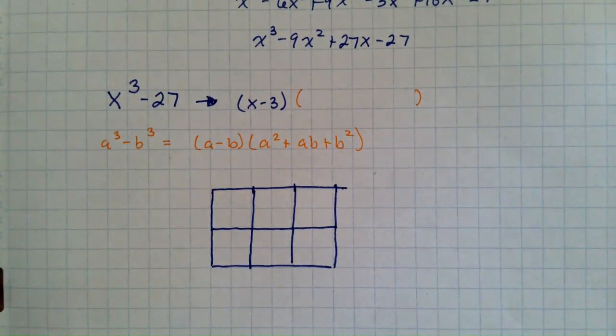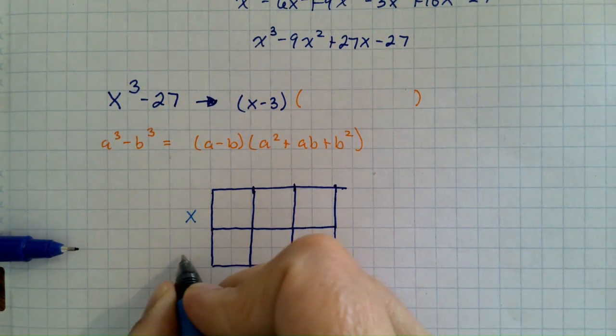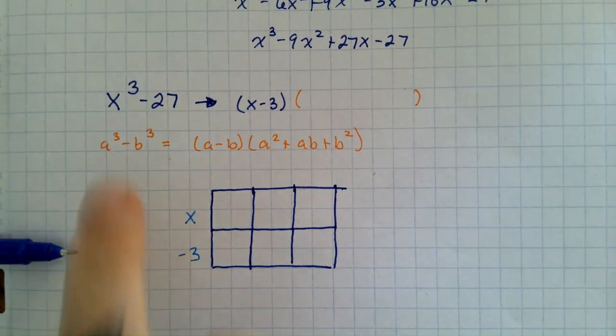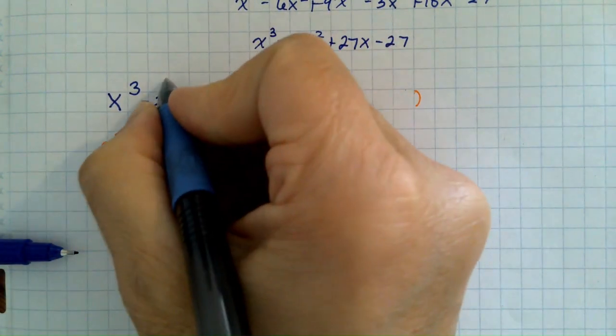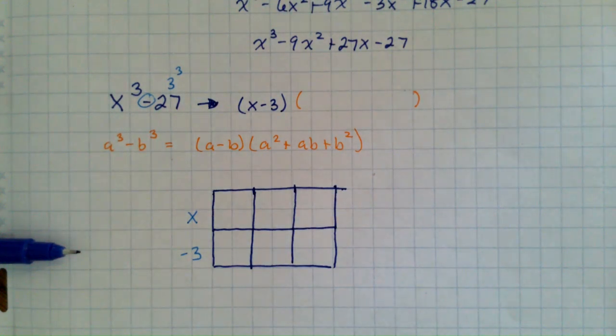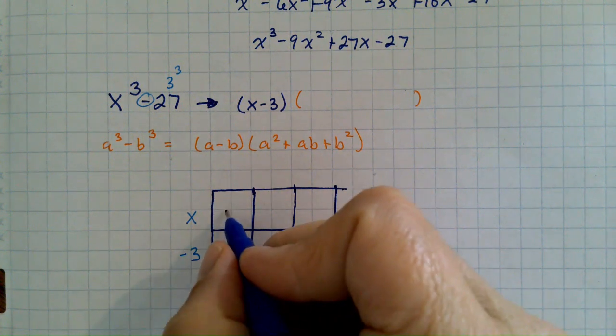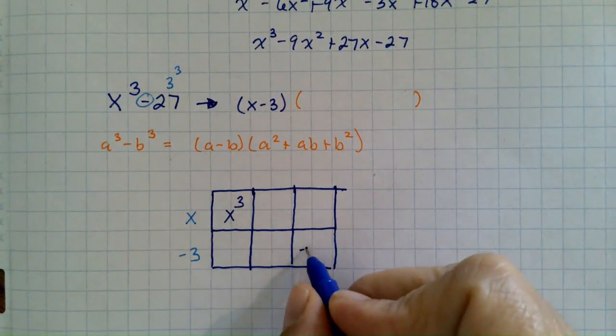Okay, so I agree one of the factors is going to be x minus 3. And why x minus 3? Because this is x cubed and 27 is 3 cubed, and there's a minus sign right there. That's why. I'm also going to agree that they got x cubed here, and they got negative 27 here.